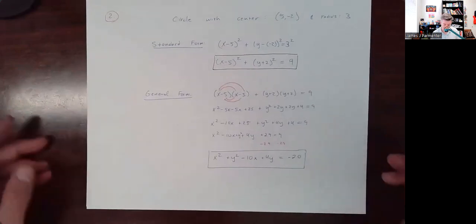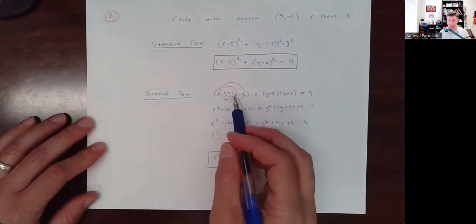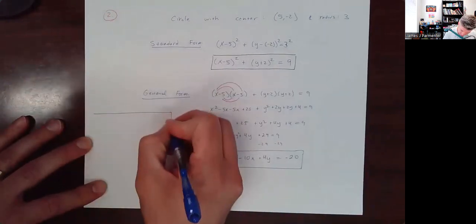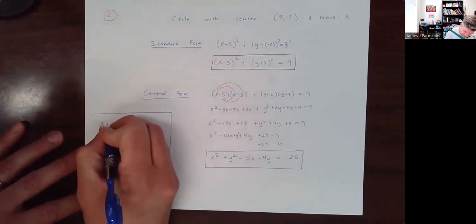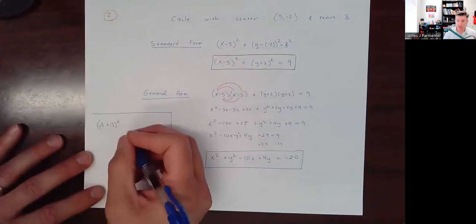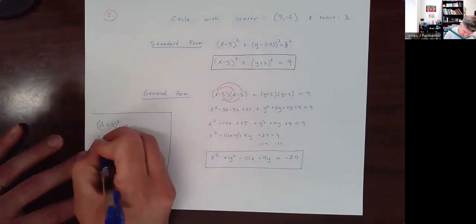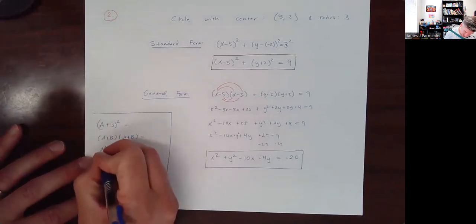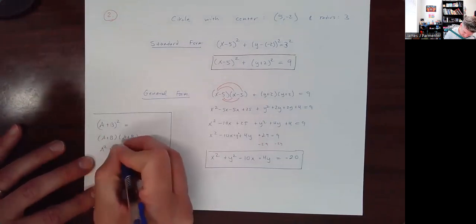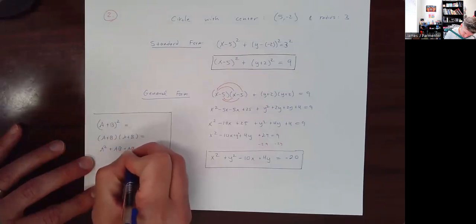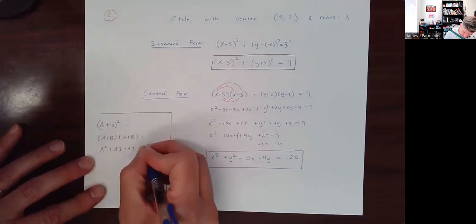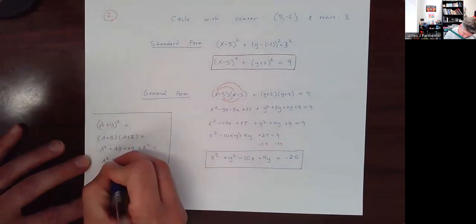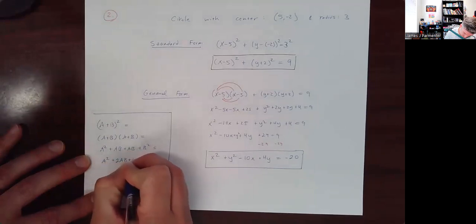Just so you're aware, whenever you FOIL something out like this, where it's x minus 5 squared or y plus 2 squared, or more generally, on the side here, if you have (a plus b) squared, you're always going to get (a plus b) times (a plus b), which is going to be a squared plus a times b plus a times b plus b times b, which is b squared. A squared plus ab plus ab is 2ab. So it's going to be a squared plus 2ab plus b squared.